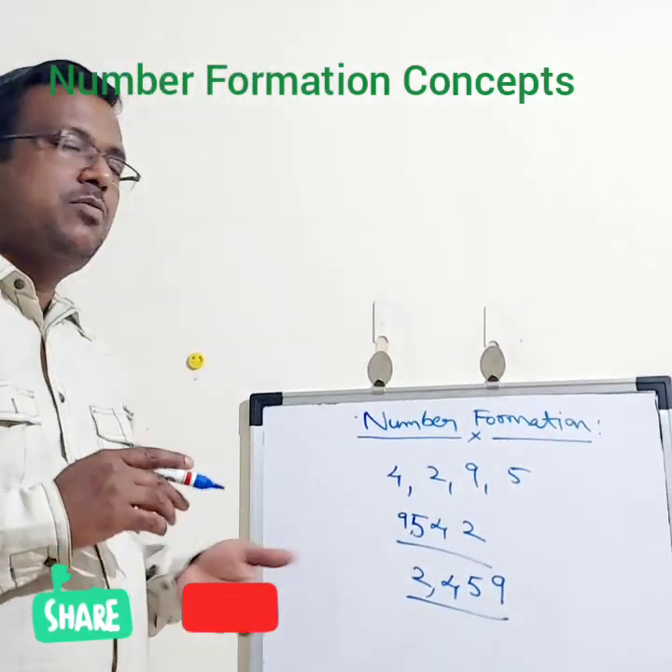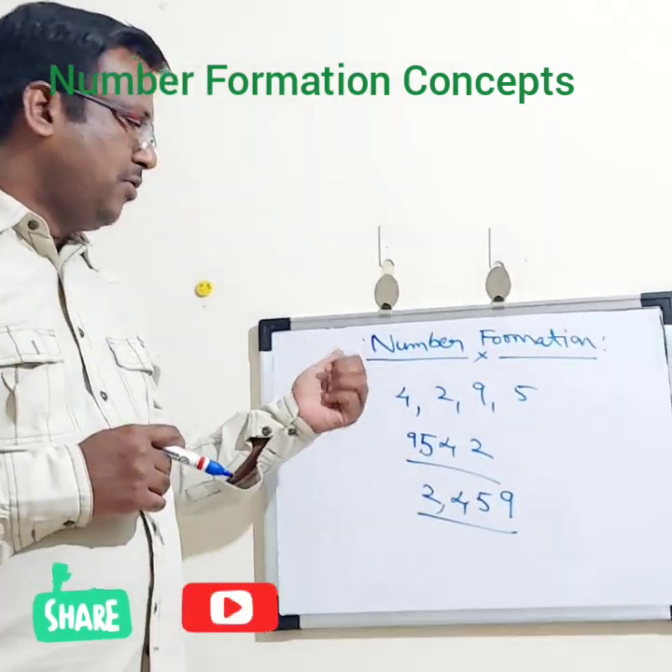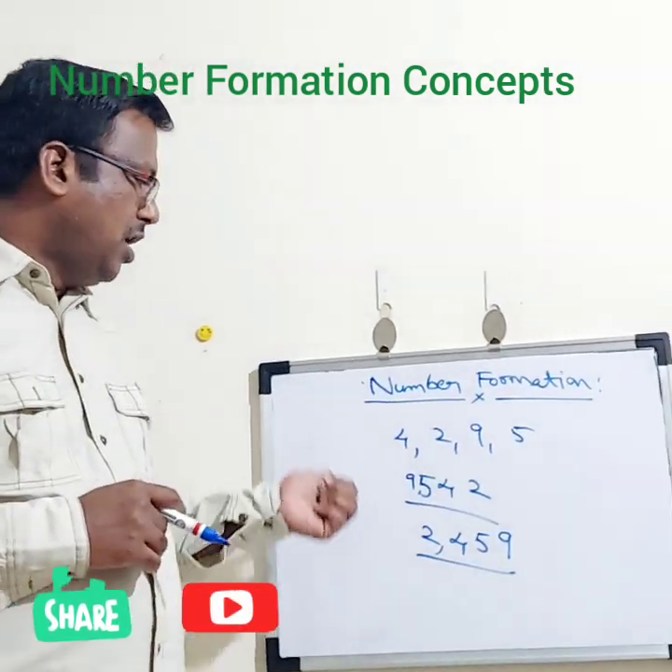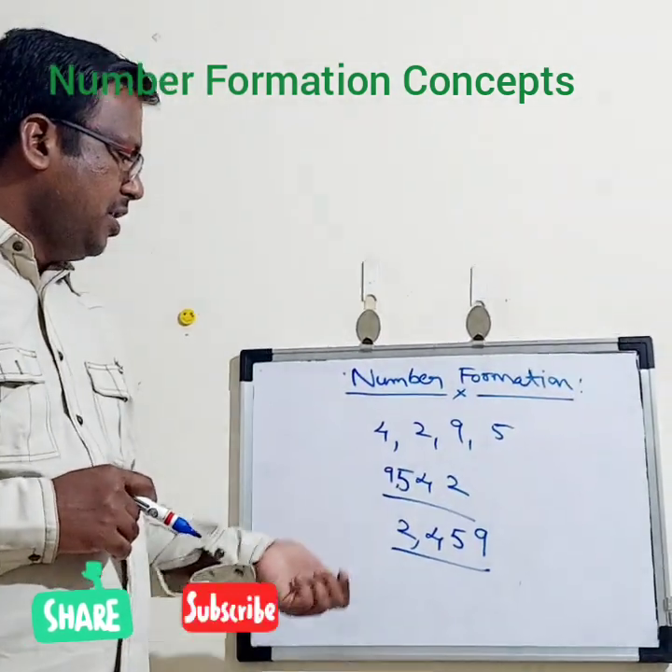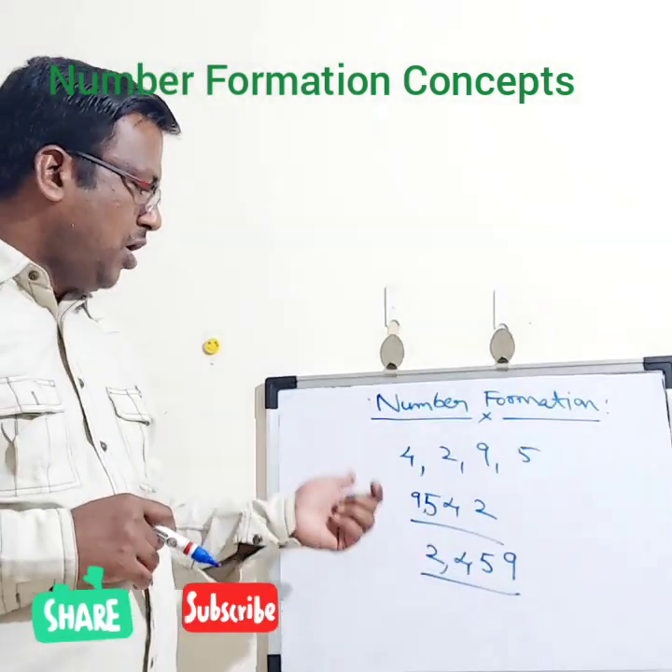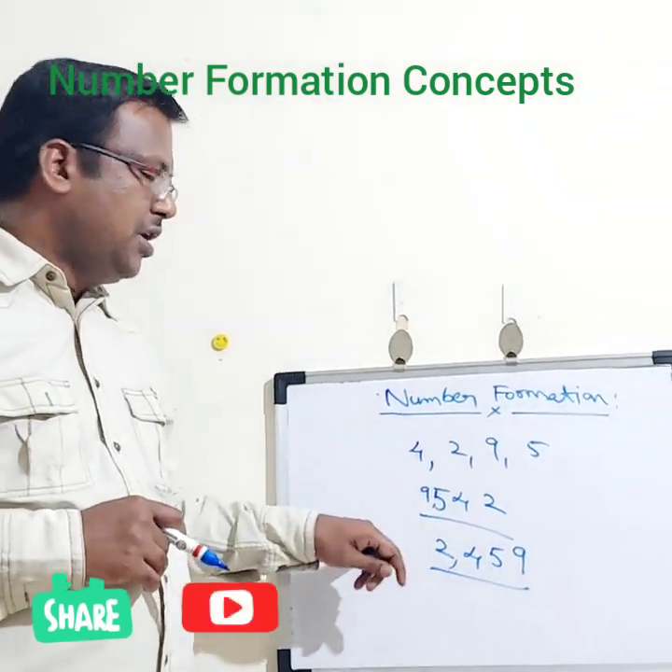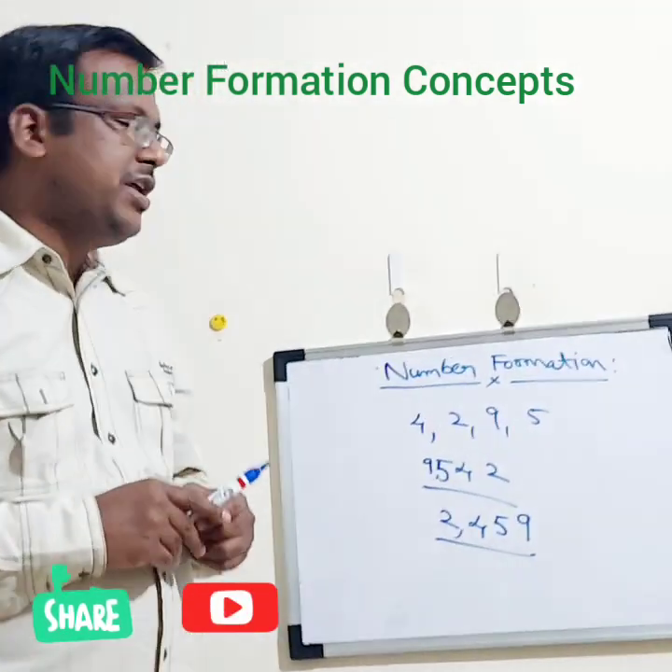So whenever such problems come, when the question says maximum number, always follow the logic of descending order and make sure the numbers are unique. And when it says smallest number, always follow the logic of ascending order. This will be very helpful.